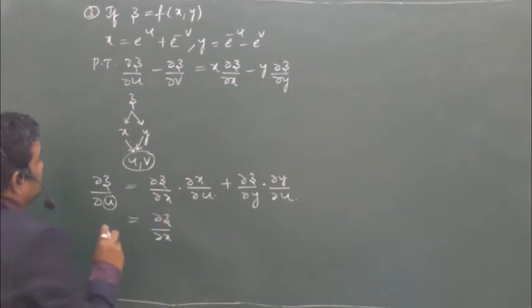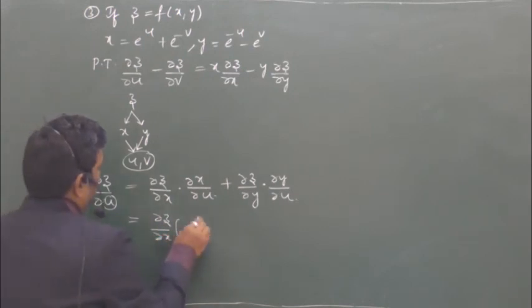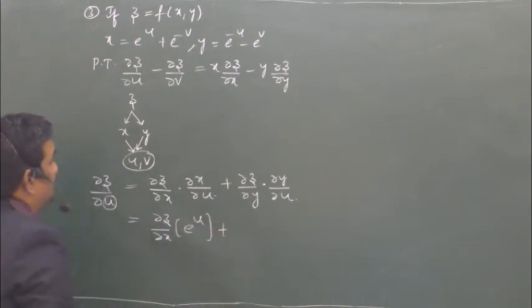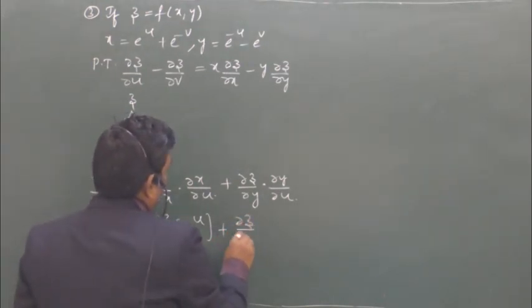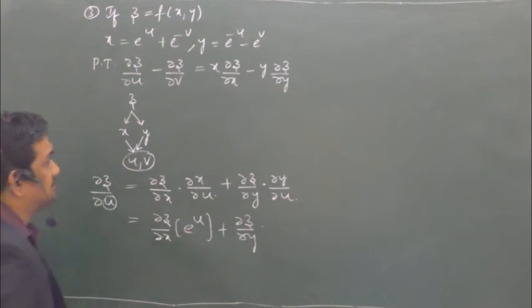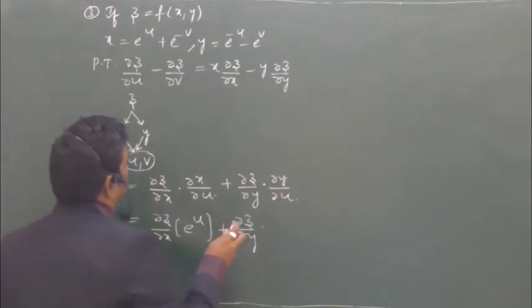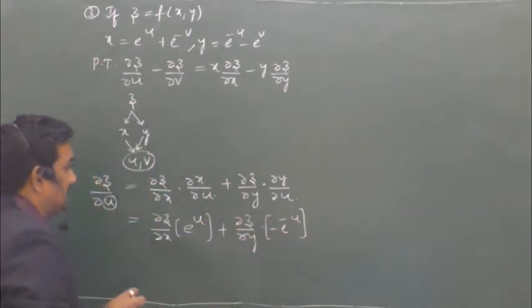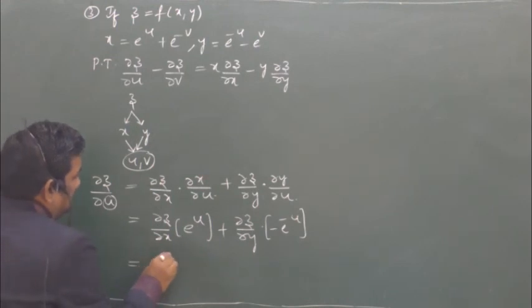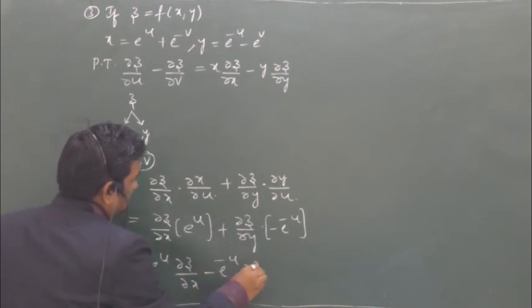Now x is equals to e power u plus e power minus v. From that, dou x by dou u is e power u and dou z by dou y into y is equals to e power minus u minus e power v. Its derivative with respect to u is minus e power minus u. Now it is e power u into dou z by dou x minus e power minus u into dou z by dou y.